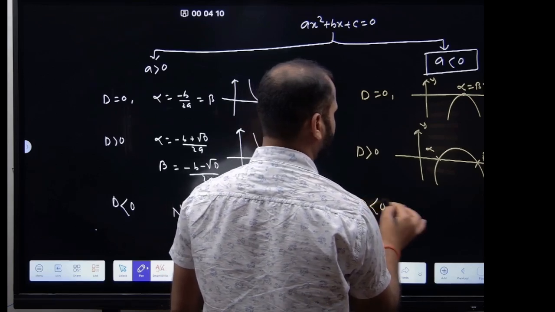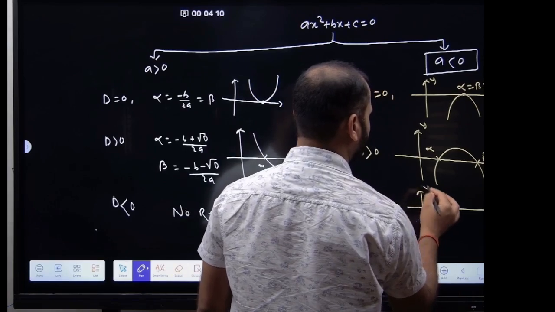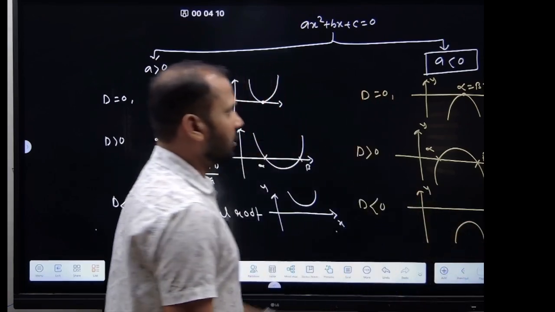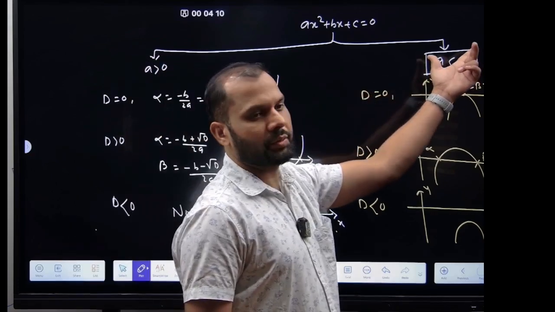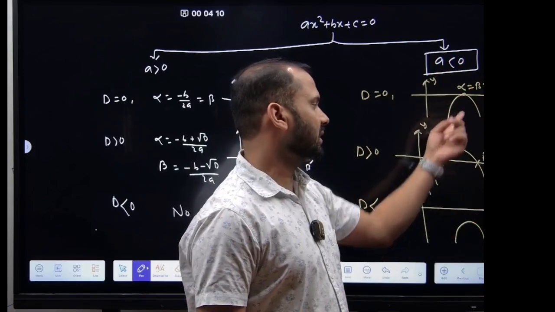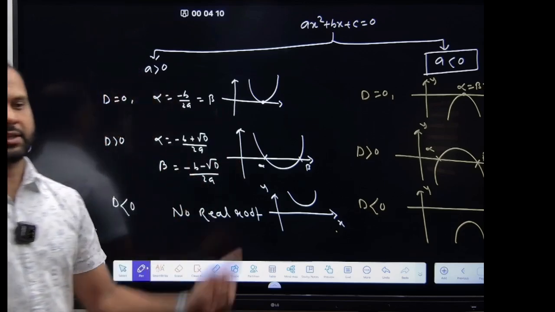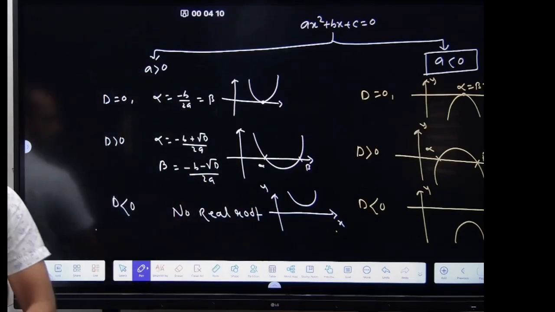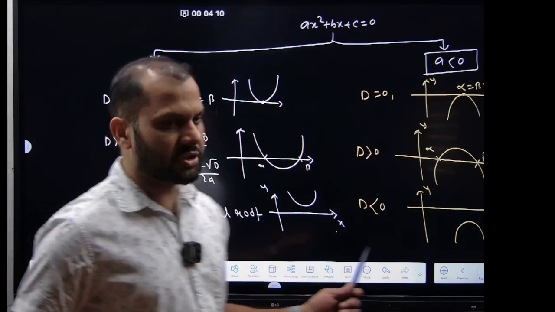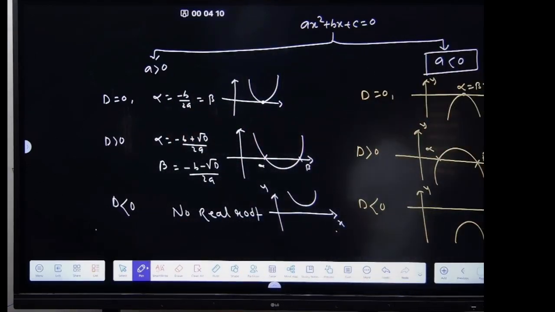If d is less than 0, which kind of graph will you get? X-axis, y-axis, no roots are there, but downward. Why downward? Because the leading coefficient is less than 0. Less than 0 means downward. So there are 6 cases, you can think of it like that. These are the first 3 cases, and these are the second 3 cases. I hope you are able to understand what I am trying to explain. Now I will write some questions. You have to tell me which case it is, and then you have to tell me what the vertex is and so on.